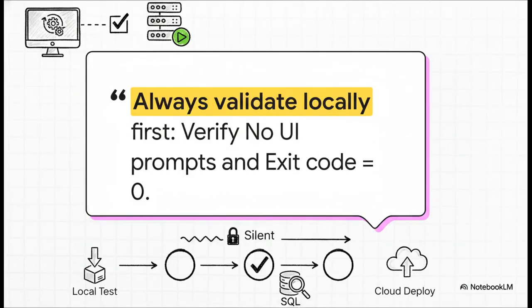But okay, before we move on, I need you to practically burn this rule into your memory. Always validate locally first. You need to verify there are absolutely no UI prompts and that your exit code equals 0. This is crucial. Perform a silent install test on a local machine to guarantee a flawless dress rehearsal before you upload a single byte. You want to make absolutely sure it installs with 0 interruptions.